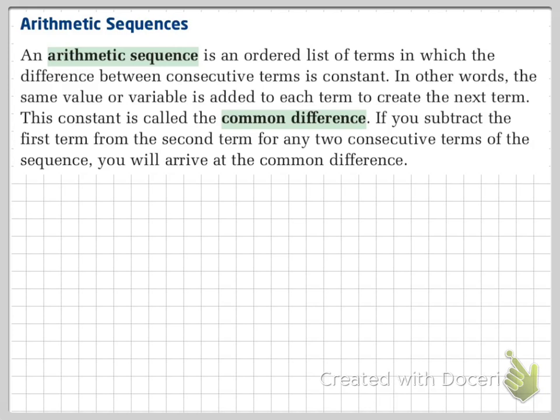An arithmetic sequence is an ordered list of terms in which the difference between consecutive terms is constant. In other words, the same value or variable is added to each term to create the next term. This constant is called the common difference. If you subtract the first term from the second term, or any two consecutive terms for that matter, you will arrive at the common difference.